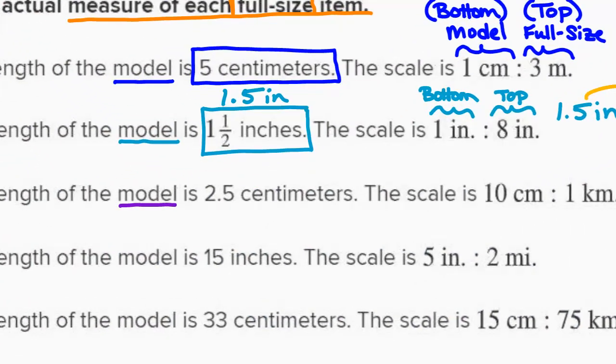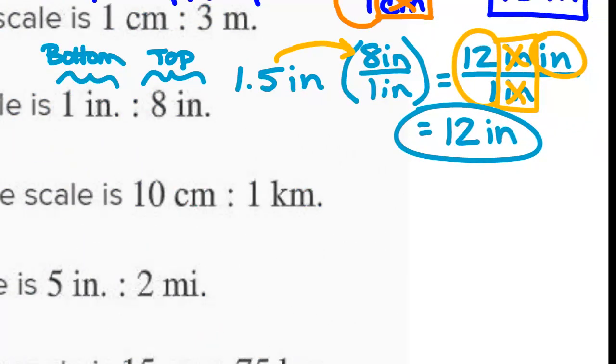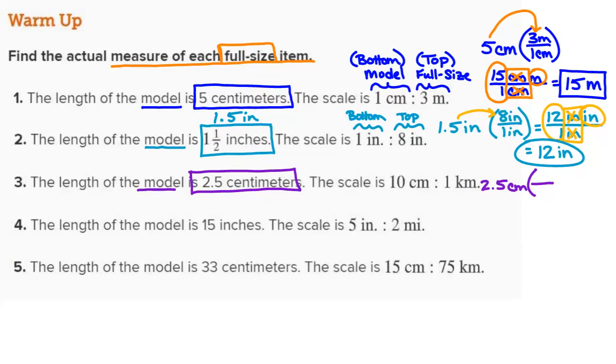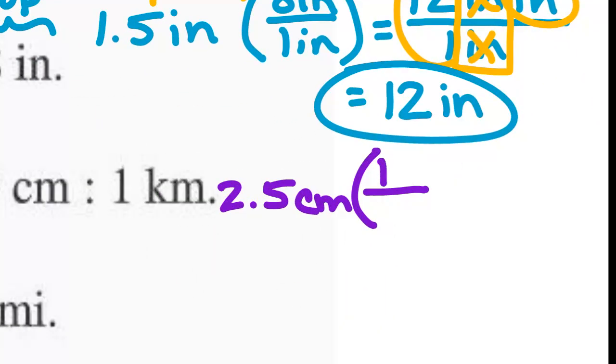All right, number 3, the model is 2.5 centimeters. So I have 2.5 cm multiplied by, what is this fraction going to look like? I think somebody might have said something, but I didn't hear it. 1/10. What's the unit on the 1? Kilometers. And the unit on the 10? Centimeters.